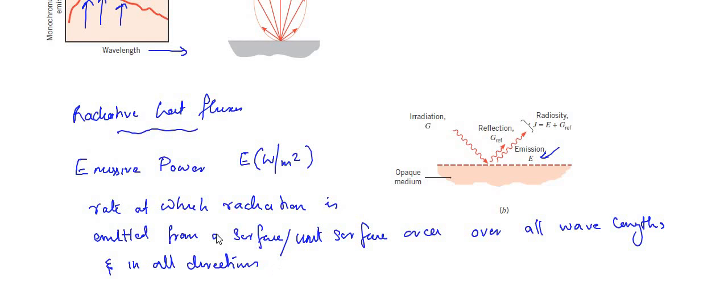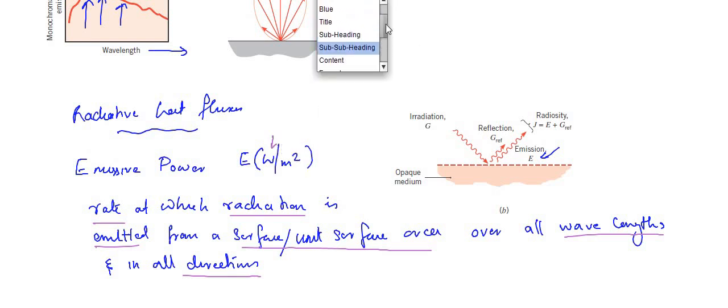So here you can see that we have considered both the spectral nature and the directional nature, that is, all directions and all wavelengths. The emissive power is the rate at which radiation is emitted from a surface per unit surface area over all wavelengths. So that itself is the unit, right? You can see that it is watts per meter square, that is per unit area. So that is the emissive power.